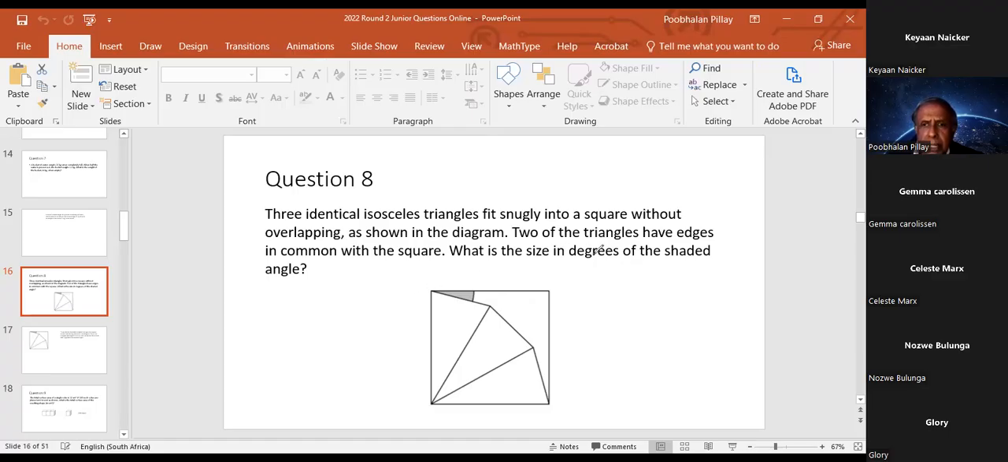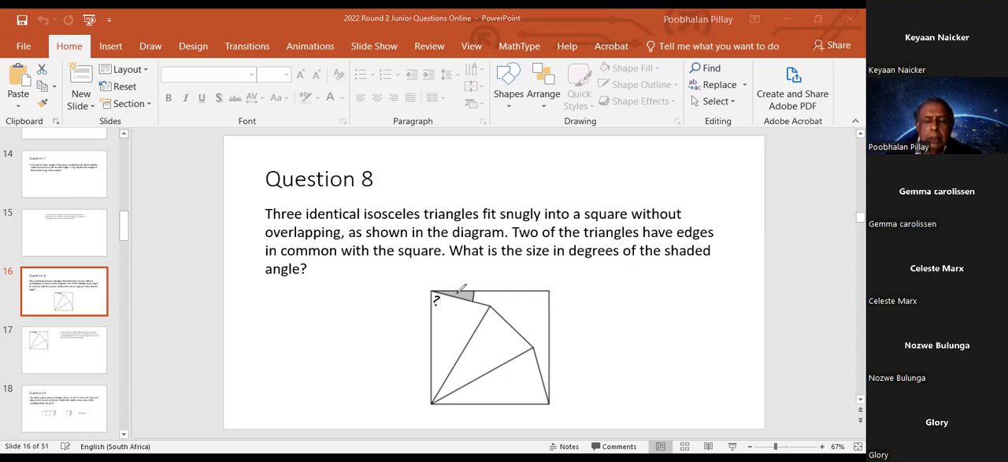Now, 2 of the angles have edges in common. Okay, you can see the diagram. What is the size in degrees of the shaded angle? So you need to work out this shaded angle here. All right. So how do we do this? We say, well, let's see now. I don't know this angle, but I know the full angle. That's 90. So I can calculate this angle if I know this angle here.